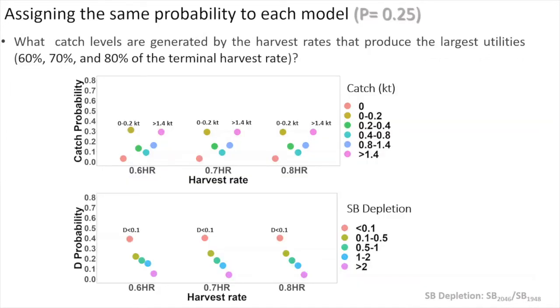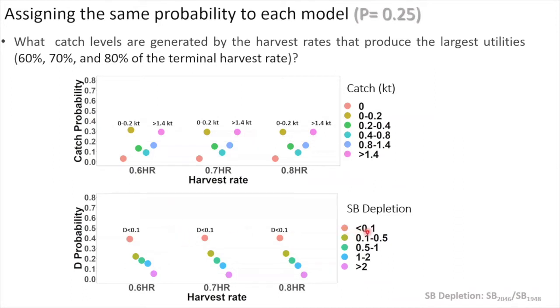So using those harvest rates, 60, 70, and 80% of the terminal harvest rate, I plotted the catch level generated by each harvest rate and the probabilities associated to each catch level. Here in the x-axis, you can see the harvest rate, and in the y-axis, you can see the probability of getting different catch levels. We can see that the three harvest rates generated similar catch levels with similar probabilities. The highest probabilities are associated to catch levels between 0.2 kilotons and larger than 1.4 kilotons.